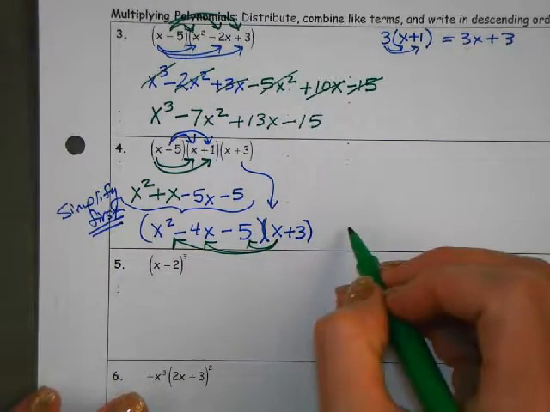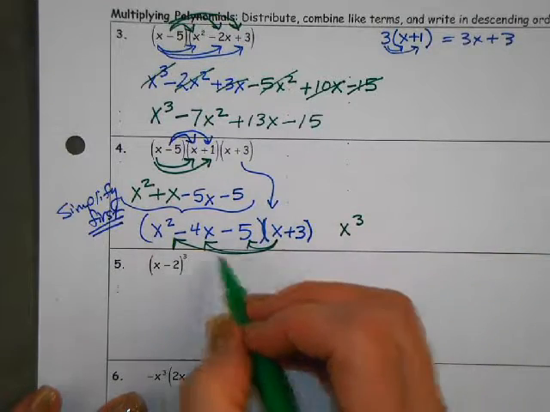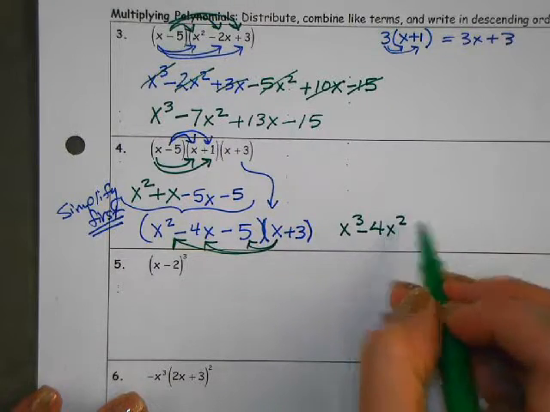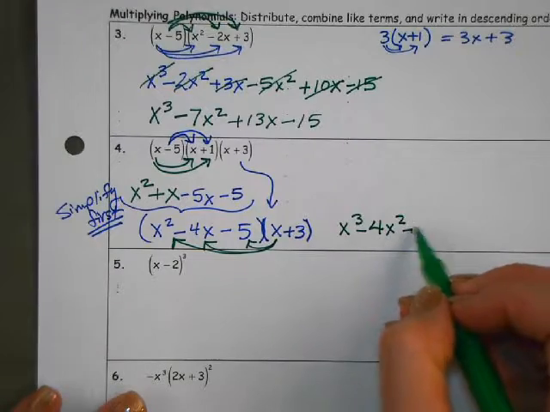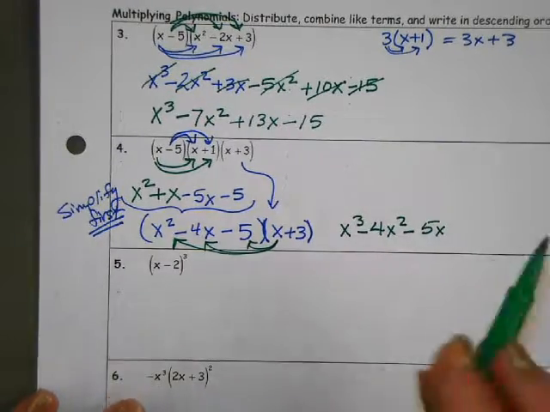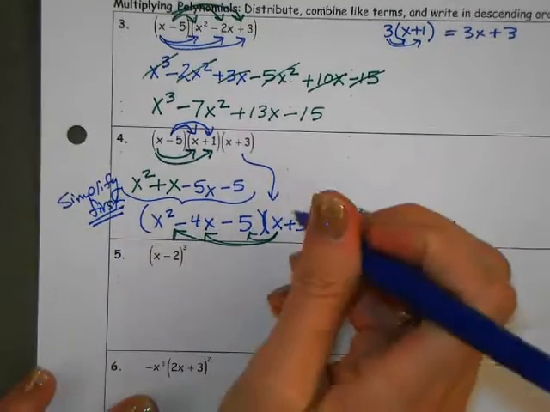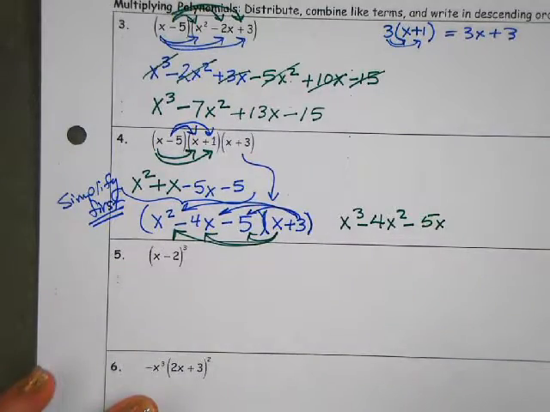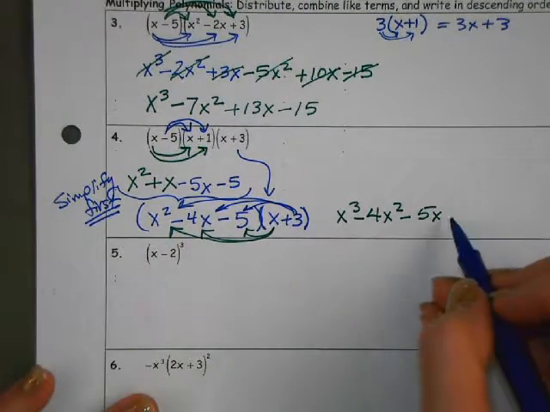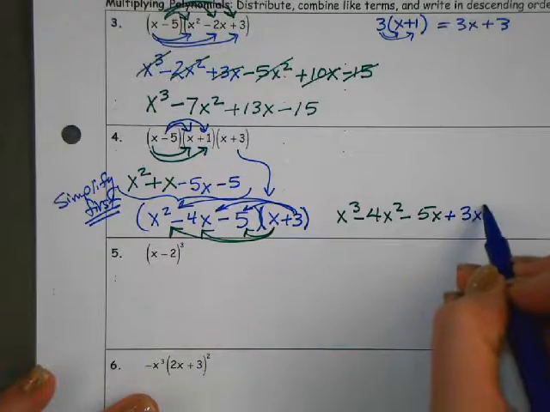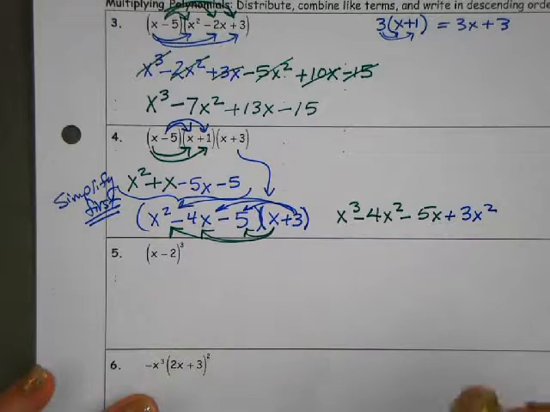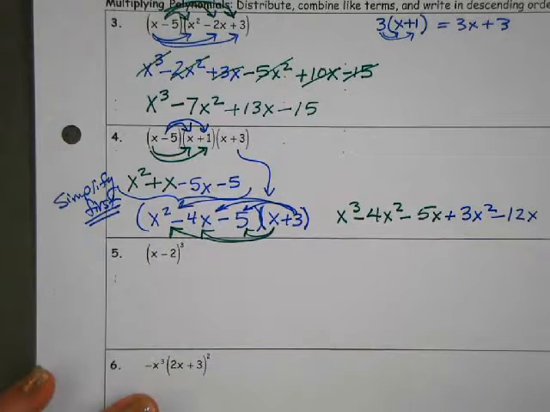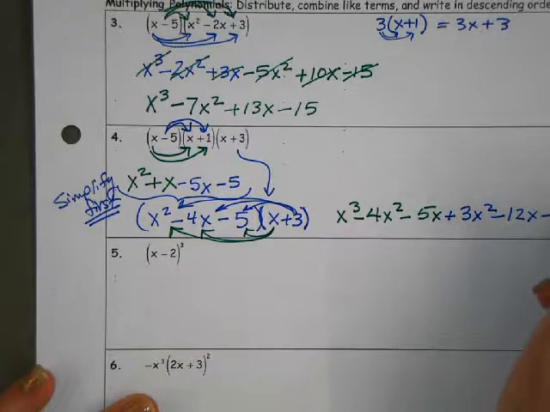So x times x squared becomes what? X cubed. X times a negative 4x becomes what? Negative 4x squared. And the x to a negative 5 becomes negative 5x. Alright? Then we're going to do the 3. So we'll do the 3 to the x squared, the 3 to the negative 4x, and then the 3 to the negative 5. Okay? So then 3 times x squared becomes positive 3x squared. 3 to the negative 4x becomes negative 12x. And 3 to the negative 5 becomes negative 15.